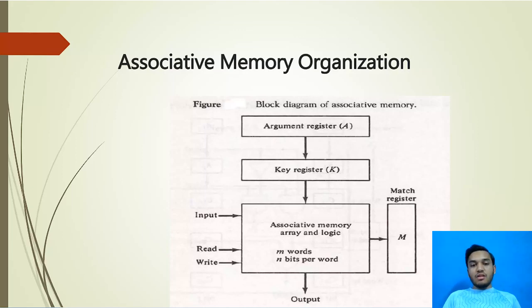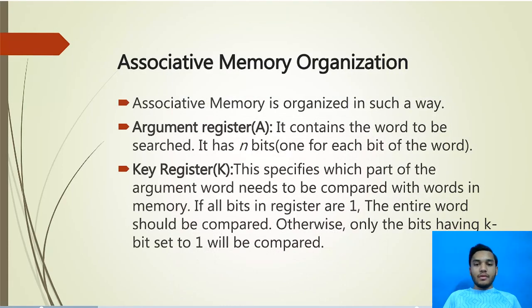This is the associative memory's hardware architecture, in which we have one argument register which has n bits, a key register which has also n bits, an associative memory array, a match register which has also n bits, and input, read, write and output. Associative memory is organized in such a way that we have all these components.